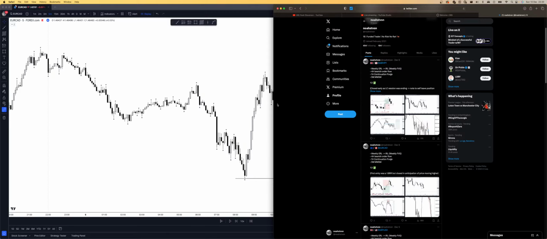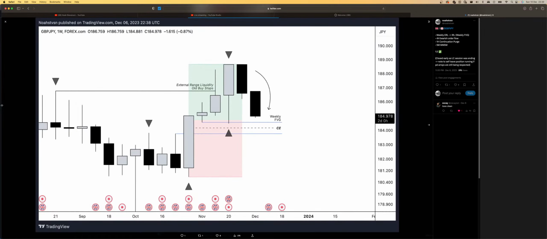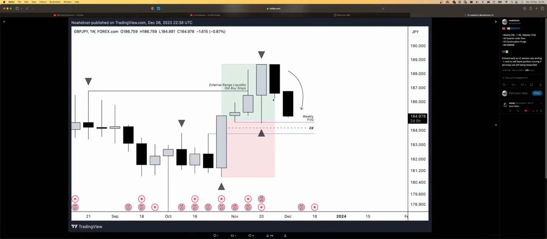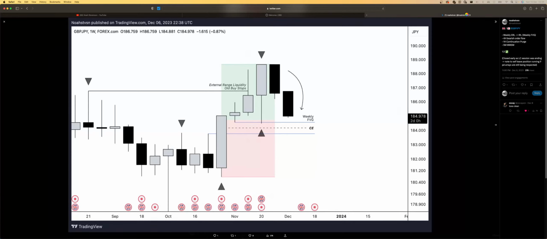So same thing with, let me stretch this out so we can see it properly. Same thing with pound yen, right? You see here on the weekly, we take out the swing high, and that's taken out buy stops, right? So let me just pull this down as well so we can see it. Here we go. Okay, so also any questions, just send them in the Discord, because I will respond to them as we go along, right?